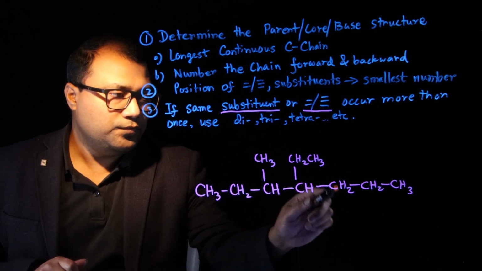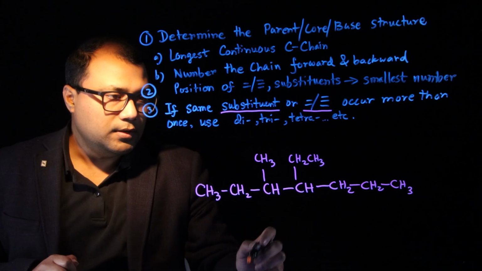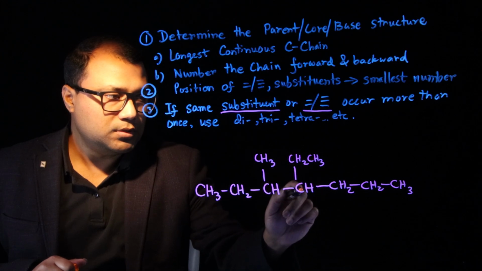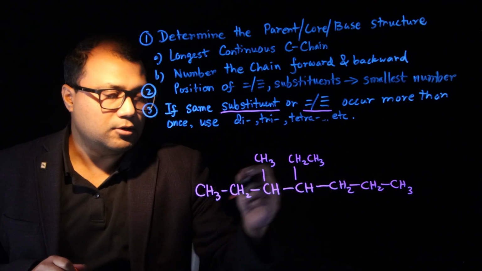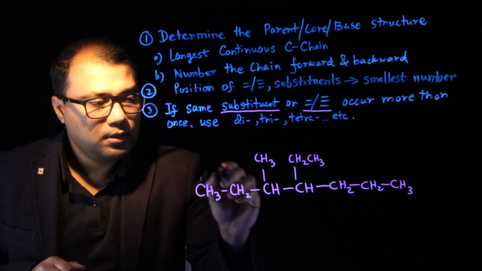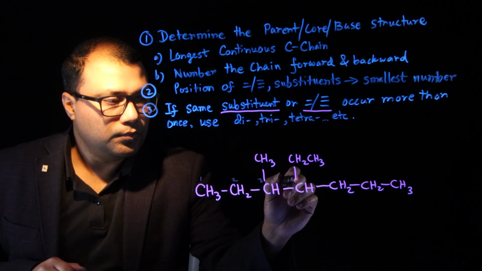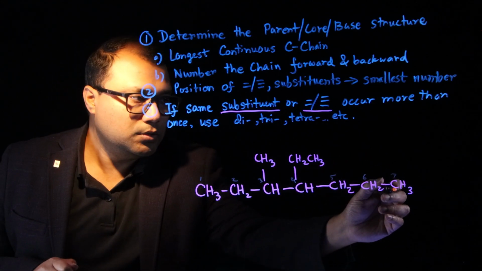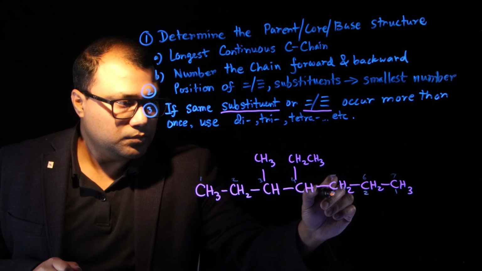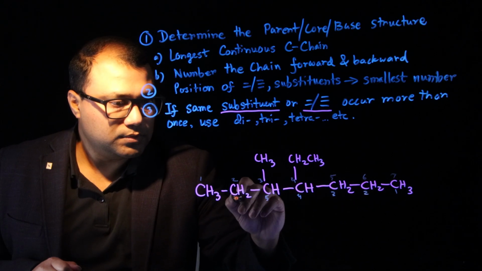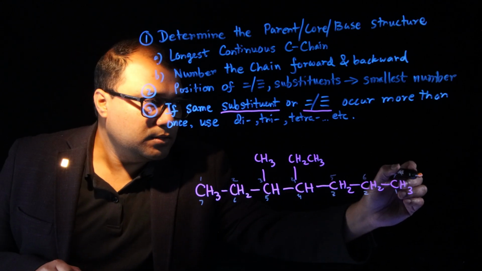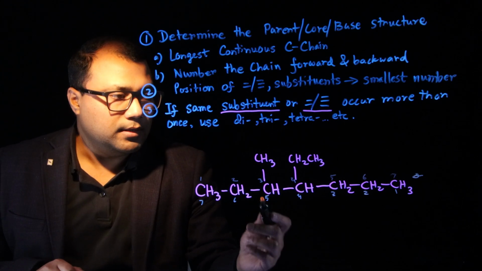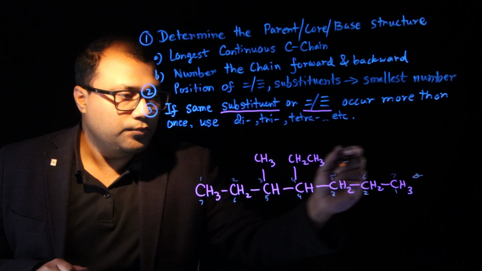1, 2, 3, 4, 5, 6, 7. If we look at this way, 1, 2, 3, 4, 5, 6. If we look this way, 1, 2, 3, 4, 5, 6. So this is obviously the longest carbon chain. Let's number it now. 1, 2, 3, 4, 5, 6, 7. Always number in the reverse order too. Makes life simpler. 1, 2, 3, 4, 5, 6, 7. In this numbering scheme, where do these alkyl groups lie? They lie at 3 and 4.